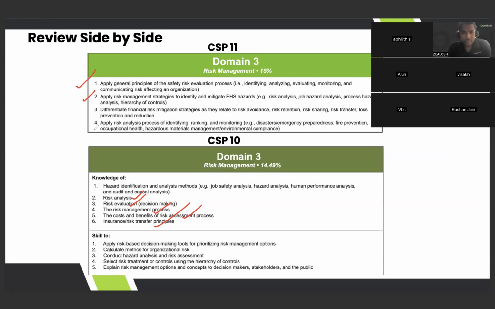Then different terminologies, including risk avoidance, retention, sharing, transfer, loss prevention, and reduction. Many people don't know the difference between loss prevention and risk reduction. So maybe we can expect questions based on that. Maybe they will ask you, RCCB is working based on what, risk reduction or risk prevention? Many people will select risk reduction, which is not the answer.